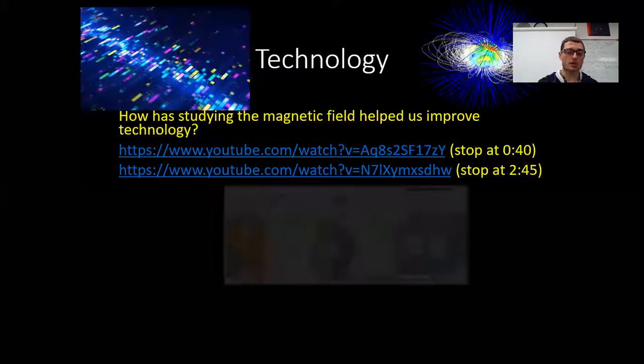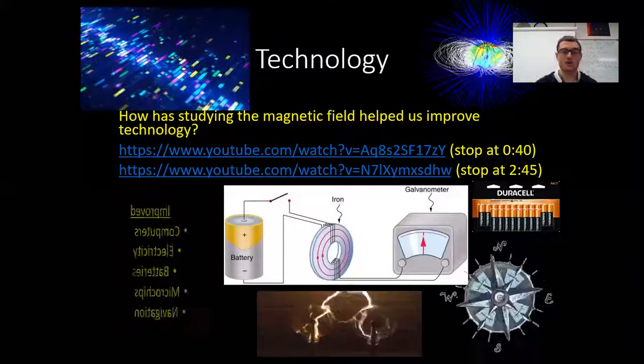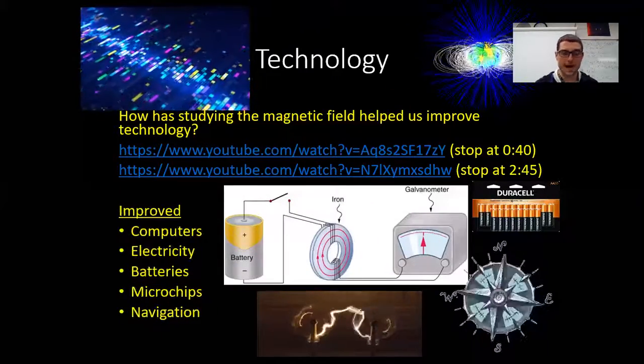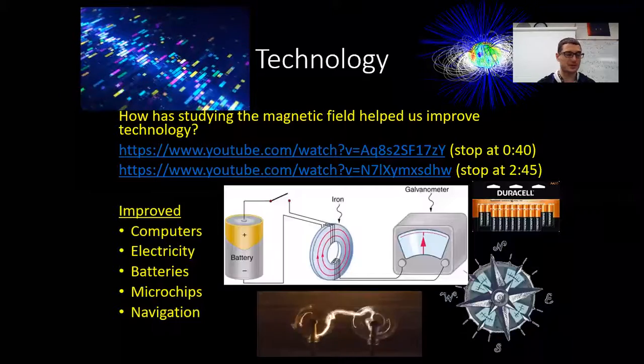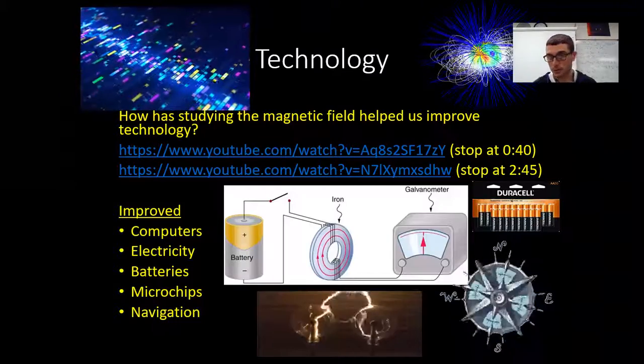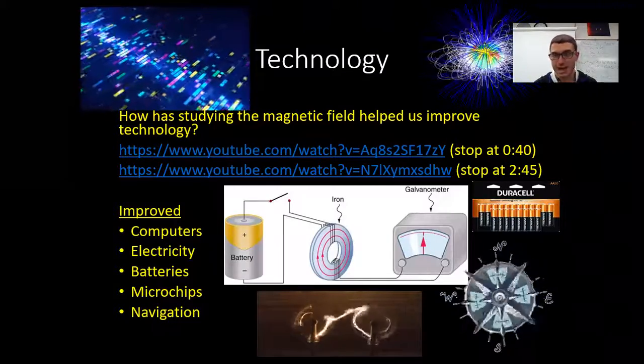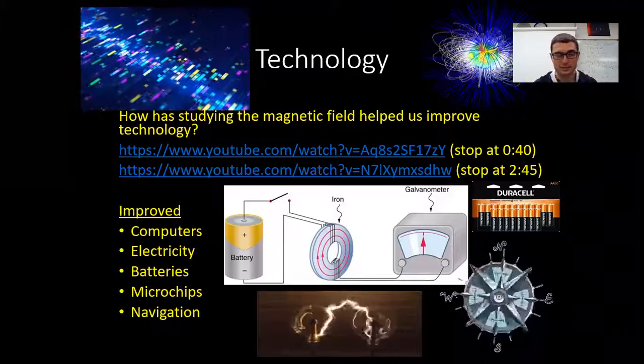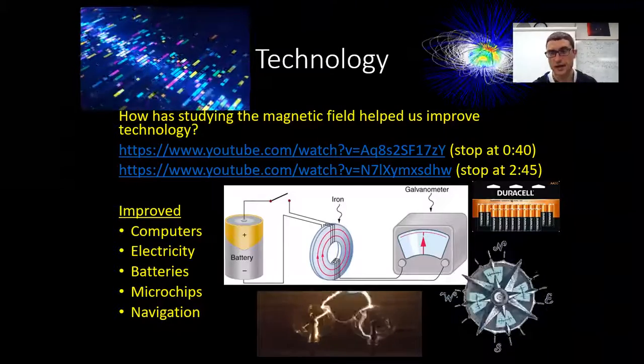Not just compasses for navigation, we've got computers, we've got batteries, electricity, microchips. A lot of the components of your computer, the components of your cell phone have some magnetic technology inside of them. Pretty cool stuff there. So go ahead and make sure you jot those down.